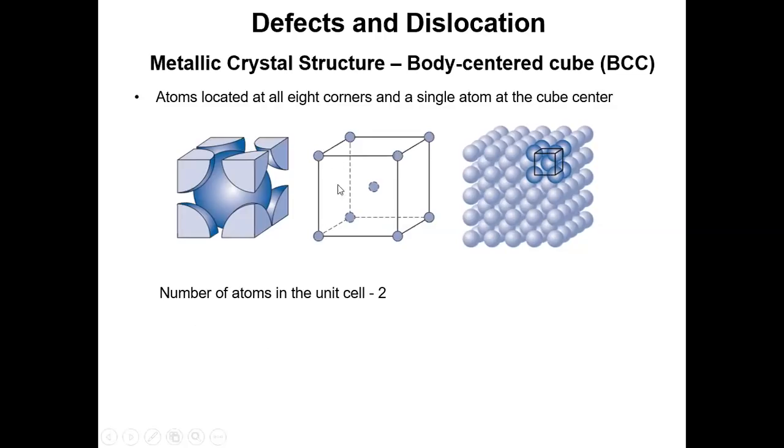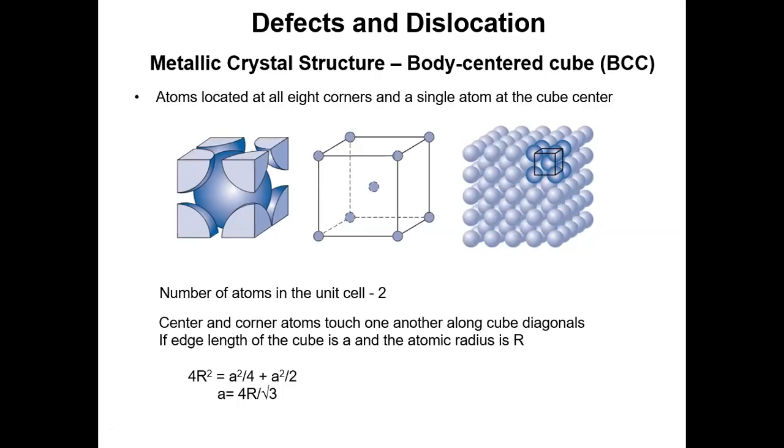It is 2 because there are 8 atoms in 8 corners, but they are shared with 8 unit cells. So 8 into 1 over 8, that is 1, and there is one single atom in the center of the cube. So the total number of atoms belonging to a BCC cube is 2, right? In a similar way, you can get a relationship between edge length and the atomic radius, but not the way you did for the FCC structure, right?